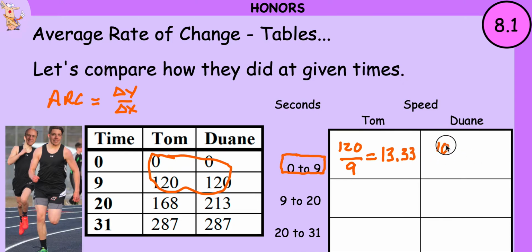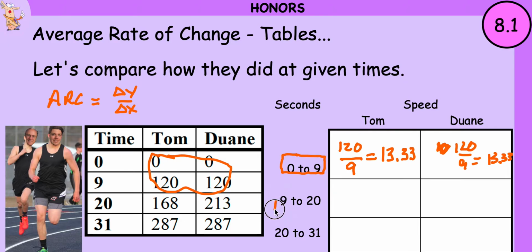And it's the same for Dwayne. So it's 120 over 9, which is 13.33. Okay, now let's compare.